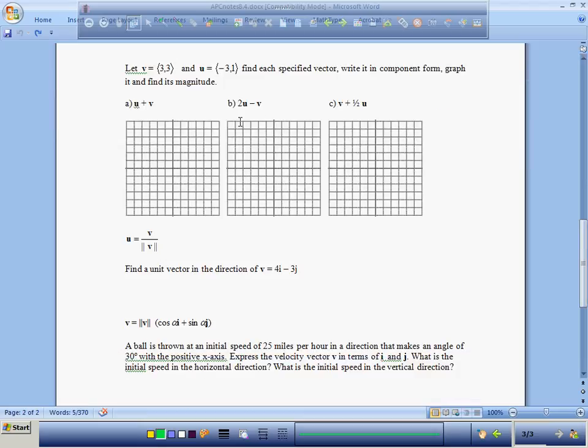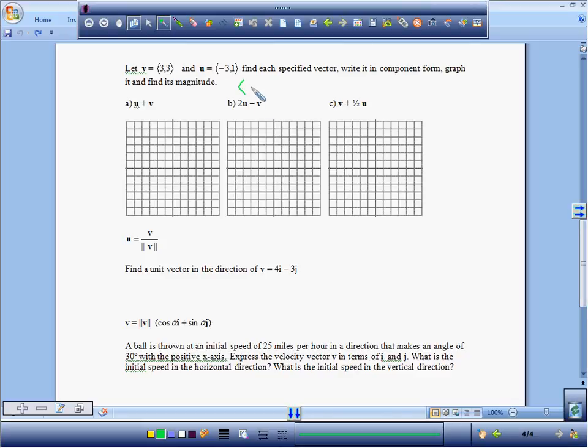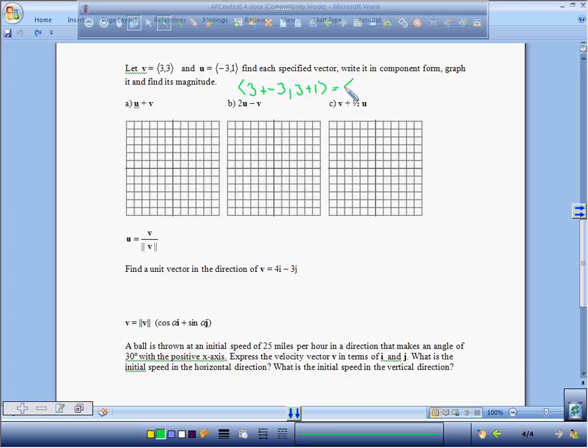If I were going to add vector u plus vector v, find each specified result in component form, graph it, and find its magnitude. So u plus v is just going to be 3 plus negative 3, comma, 3 plus 1, which gives you 0, comma, 4. Or the other way I could write that is 0i plus 4j. i is the x direction, j is the y direction, okay, when you're talking about vectors.